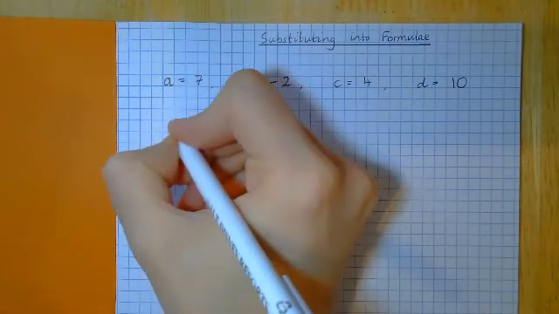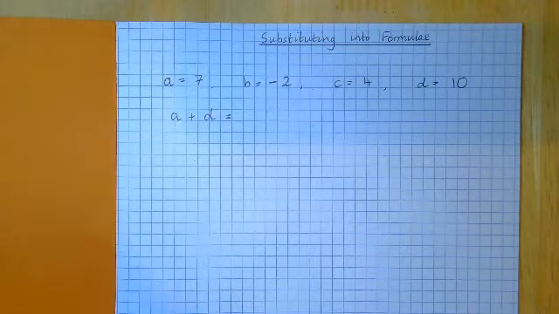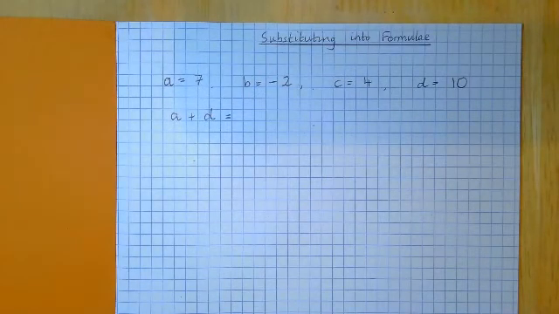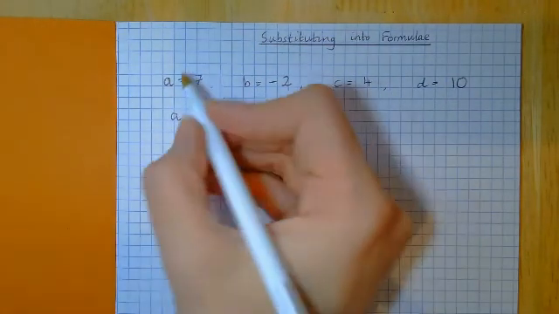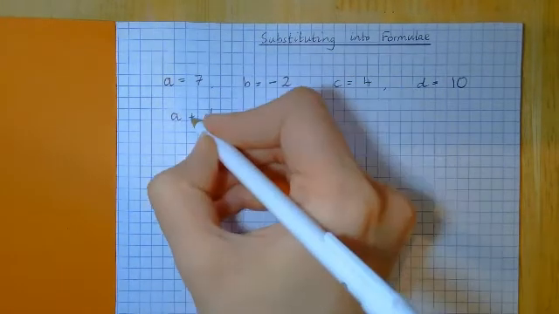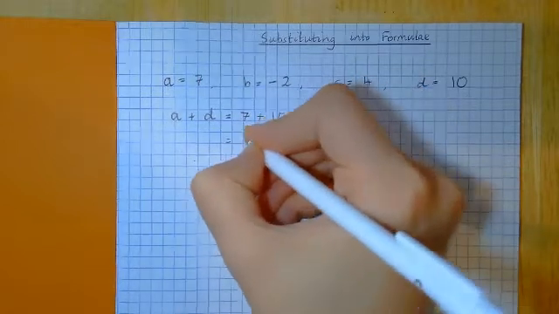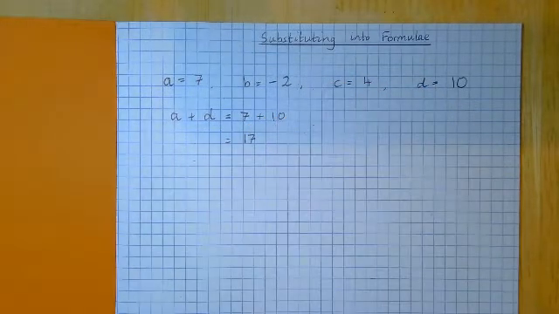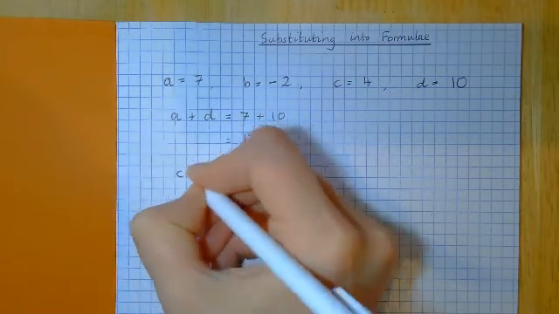So you might get something like A plus D. Now you're probably all shouting at me that that's really easy and that's 17, but I'm just going to show you how I want you to write it. So whenever you see an A, you're going to write a 7, and then I've got a plus. Whenever you see a D, you're going to write a 10, so that's going to give us 17.